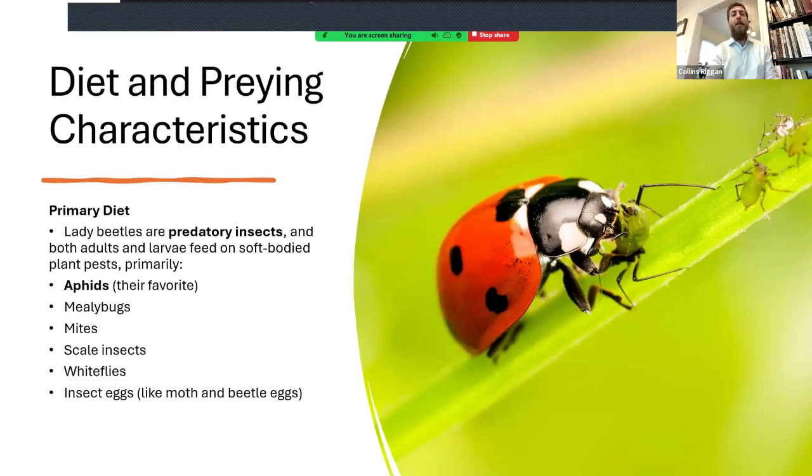All right, so diet and preying characteristics. So ladybugs are very predatory, both the larvae and adults, as I mentioned. So they primarily are going to eat the aphids, but they really do like mealybugs as well. They like mites, scale insects, white flies, and insect eggs. And I will say some ladybugs do prefer either just one of these in this list, or it can be all of them. So it really does depend on which species you're talking about.